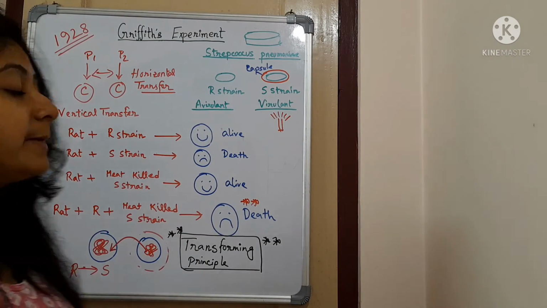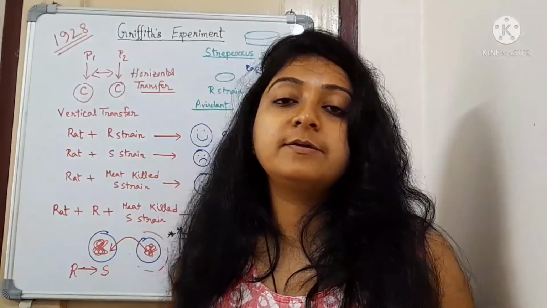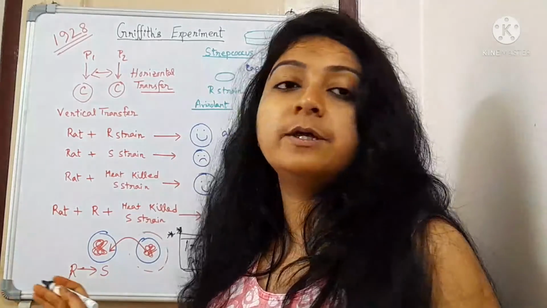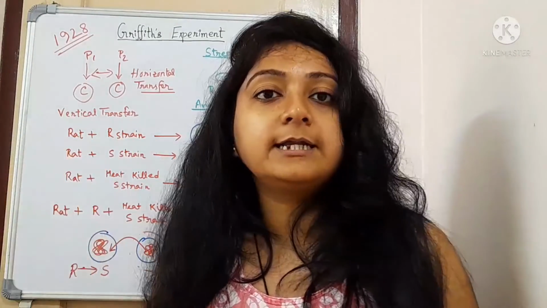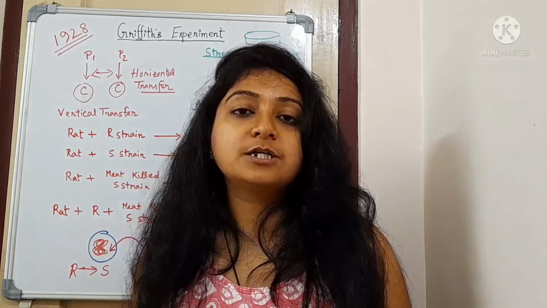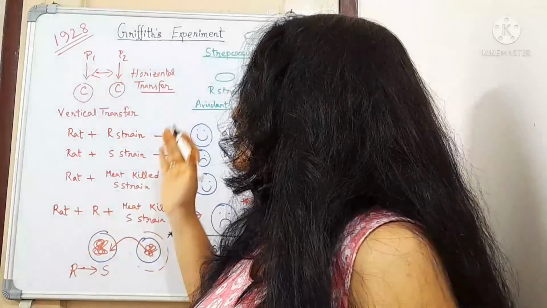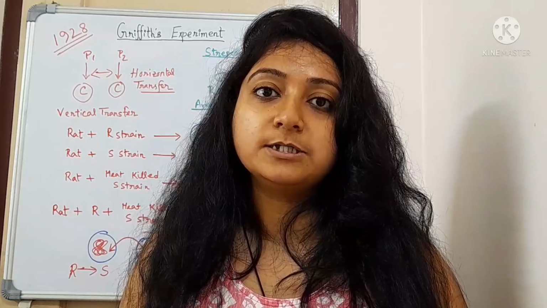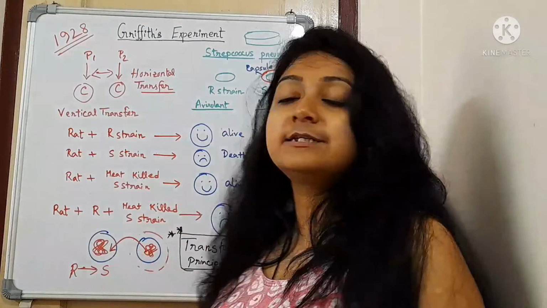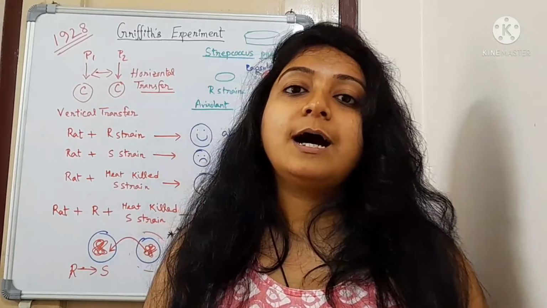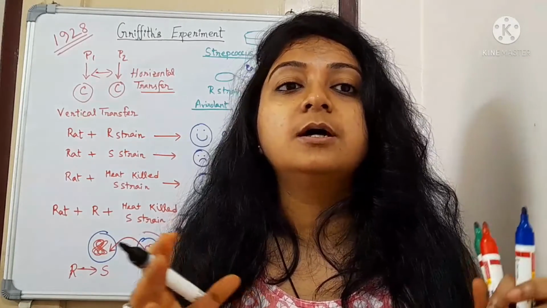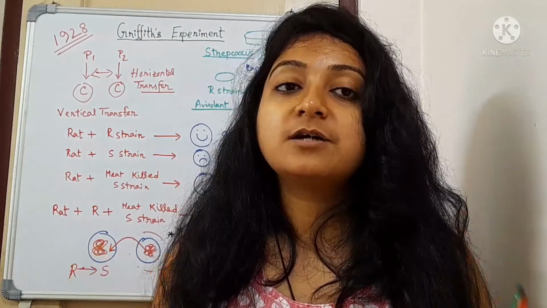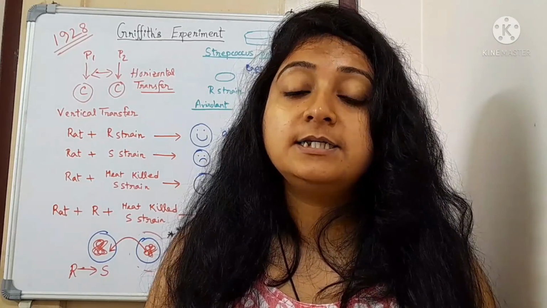Later on, many experiments were done by Avery, MacLeod, McCarthy, and then the Hershey and Chase experiments, in the search for this transforming principle, to find its chemical character or chemical makeup. But Griffith was unable to tell about the chemical makeup or chemical composition of this transforming principle. So here we are ending the Frederick Griffith experiment. In the next video, I am going to tell you about the search for the chemical makeup of the transforming principle by different scientists at different times.